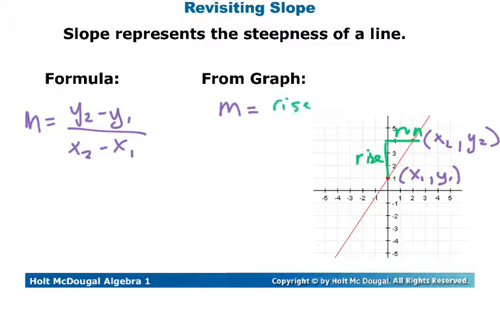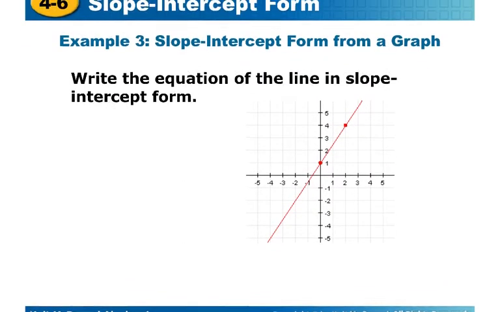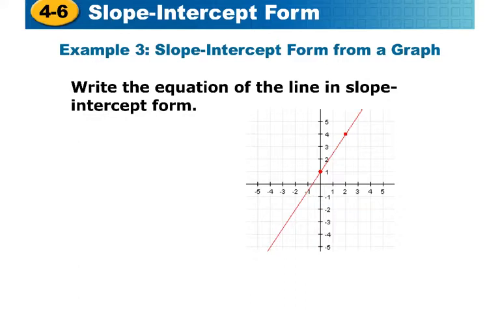And of course, rise can be negative if we're talking about going down, and run can be negative if you're talking about going left. Otherwise, we kind of think of it as positives if we're going up and to the right. All right, so using this idea, we're going to go ahead and write the slope-intercept form equation from this graph. So anytime that I can use rise over run, I usually use that one. So if slope is rise over run, I'm going to rise 1, 2, 3 dots and run 1, 2 dots. And so my slope is 3/2.